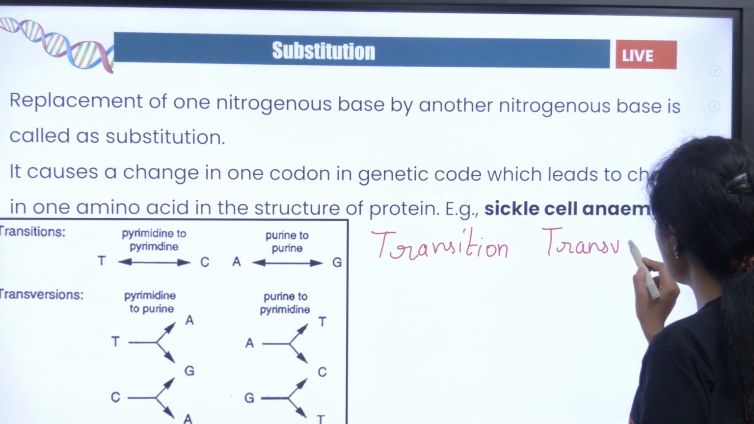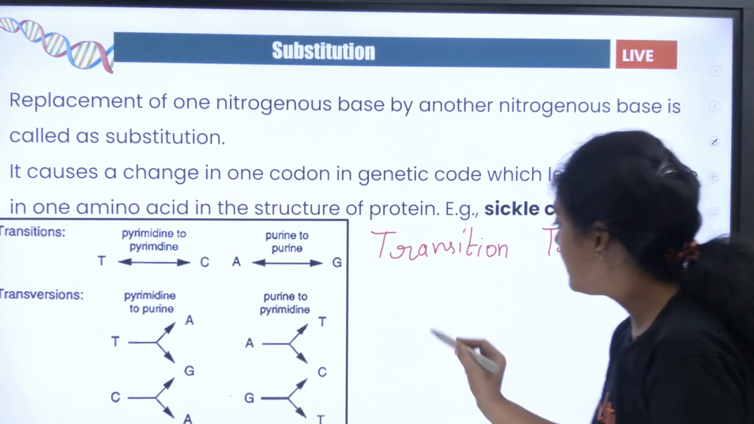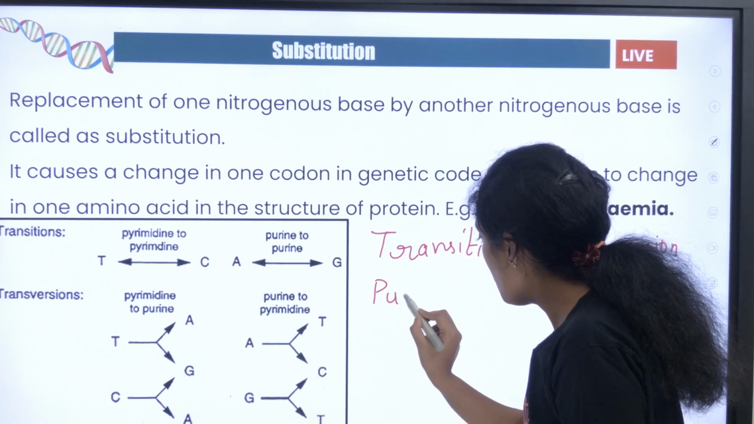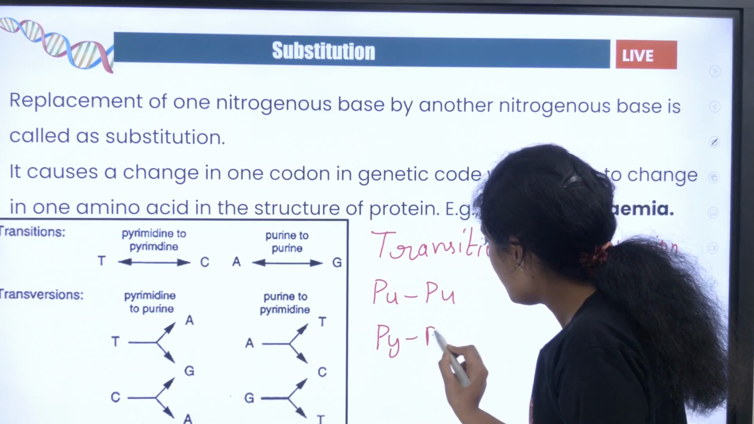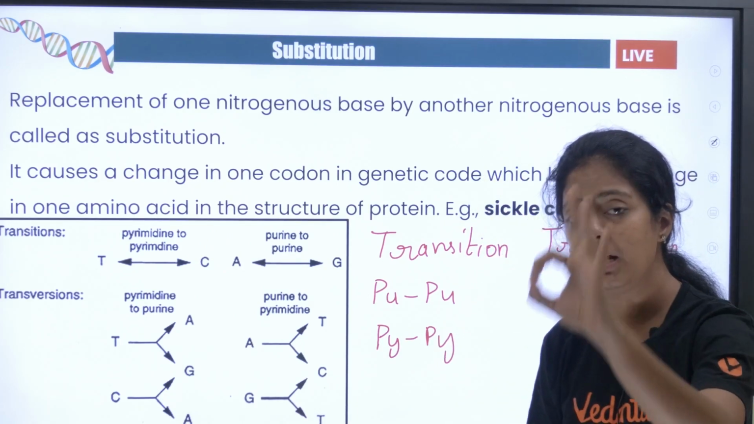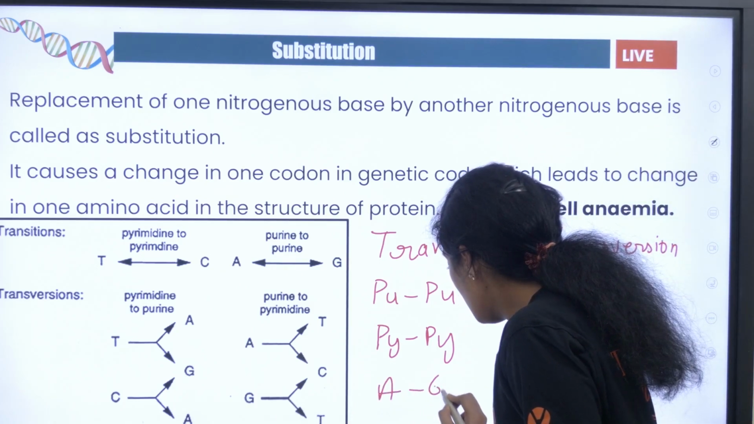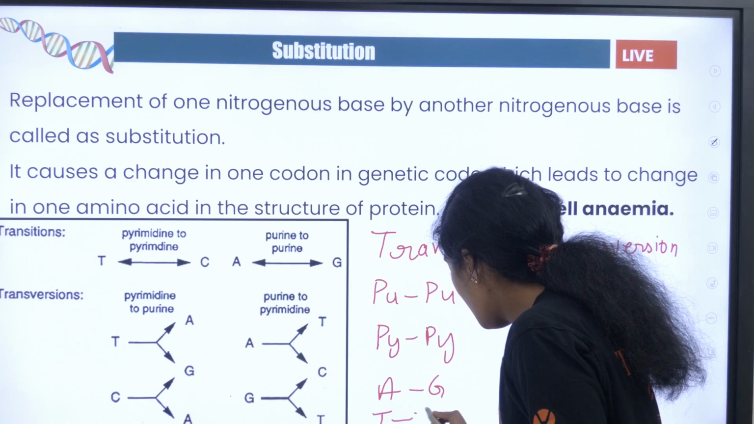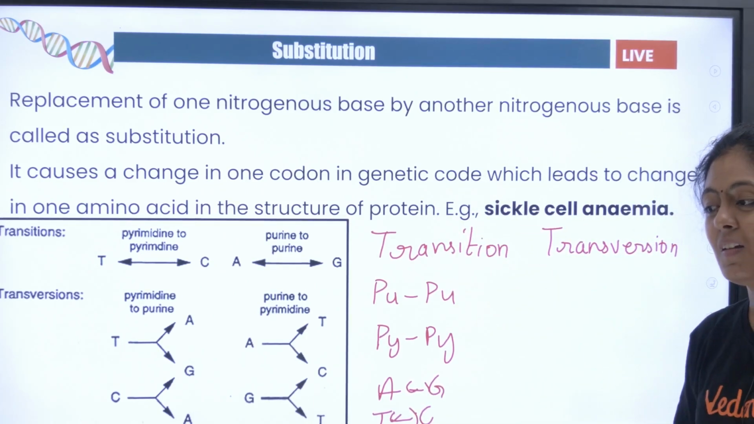So transition na enna pasangala? What do you understand by transition? Anybody? It is changing of a purine to purine, okay, or a pyrimidine to pyrimidine. ஒரு பியூரின் வந்து பியூரினா தான் மாறும், ஒரு pyrimidine வந்து pyrimidina தான் மாறும். So A to G, okay, or T to C and vice versa. Okay, this is what we call as transition.